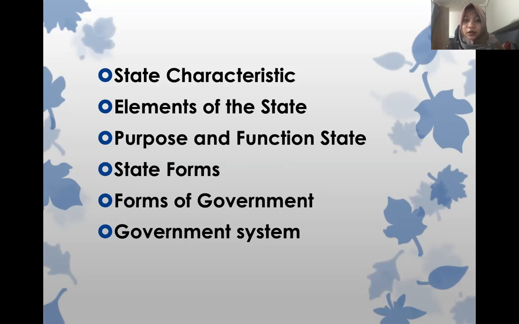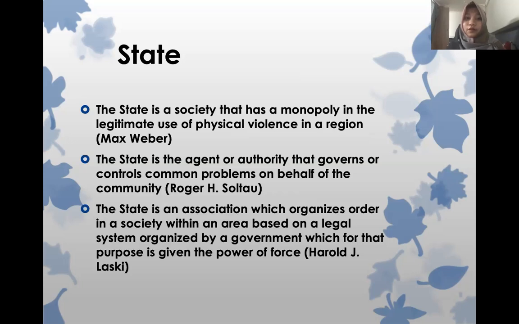After you know the general explanation about the state, the form, and the system in the government, we try to analyze the Indonesia case. First, this is the definition of the state. Max Weber, Roger, and Harold seem to have different perceptions about the state, but actually it is the same. You can read it in your slide now.